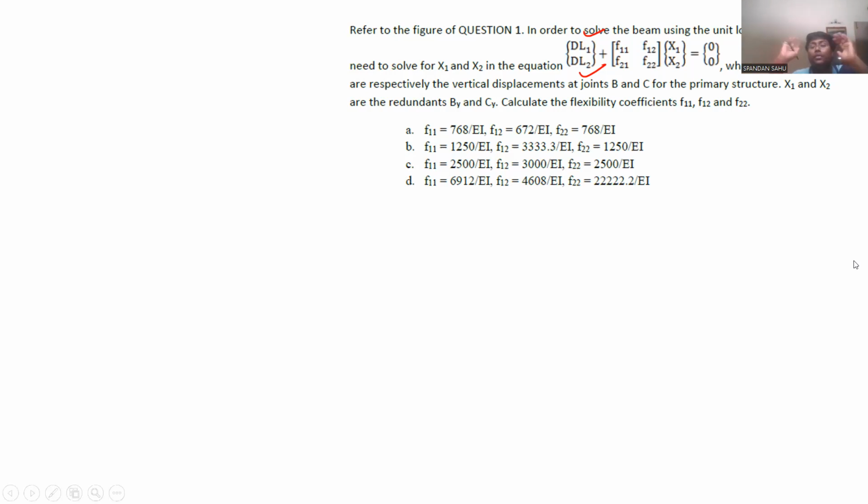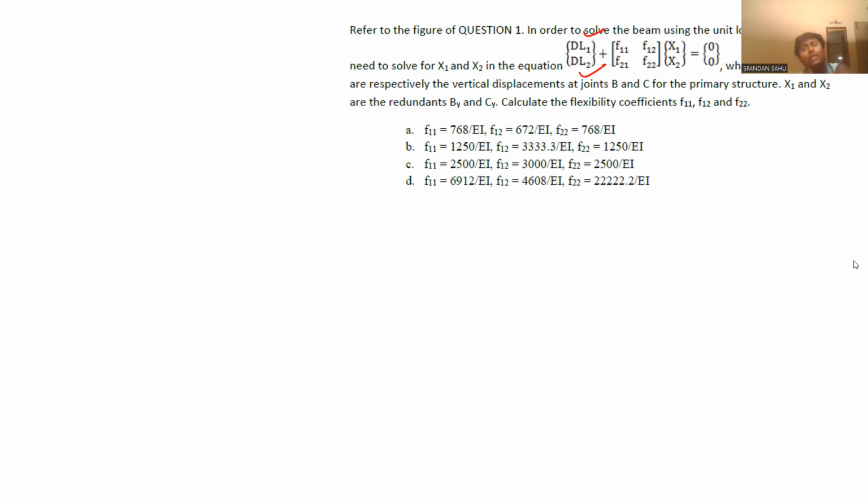Stiffness is force. If you are not able to comprehend what flexibility is, just remember one quantity. I also get confused with flexibility, so I remember stiffness. Stiffness means the force required to cause unit displacement. Then what will be flexibility? When 1 unit of force is given, what will be the displacement? If you apply 1 unit load, what will be the displacement at that point?